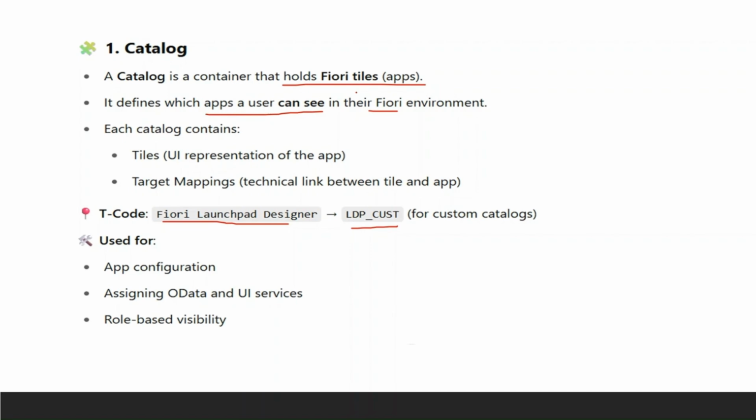I will show you how to configure a catalog. In simple terms, always remember the first very important point: a catalog is just like a container that holds the Fiori tiles, and we assign this catalog to a role, and we maintain this role in PFCG. In PFCG we actually maintain this role.